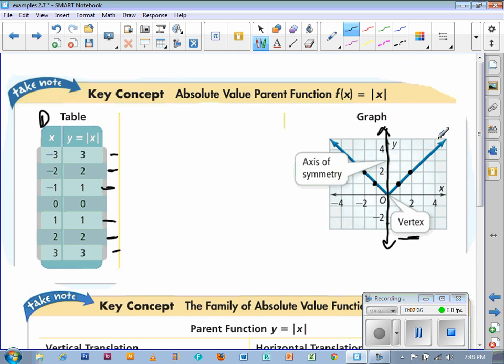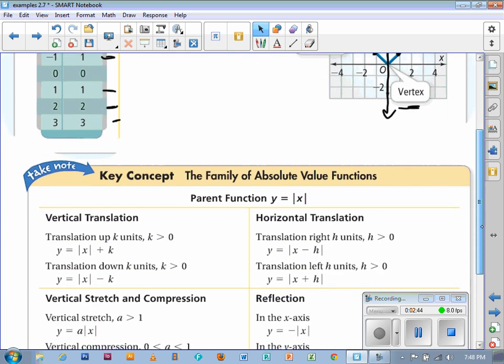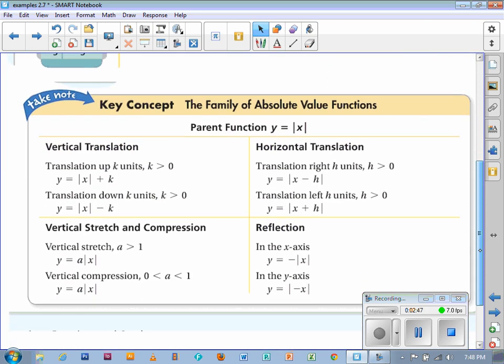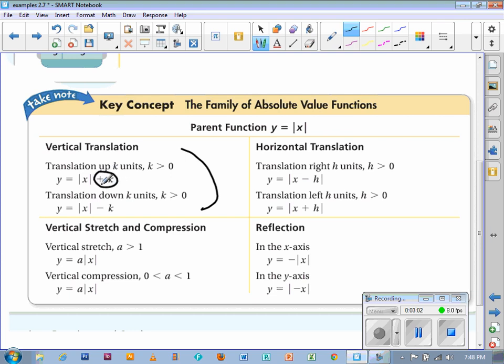There are a lot of similarities to the last lesson that they have with these functions. And they are provided to you in the key concept summary here. This is your parent function. Just like with the functions before, if we want to move the V up or down, this is called a translation. There will be a number to the right of the absolute value. If it's a plus number, we're moving it up. A negative number would move it down.